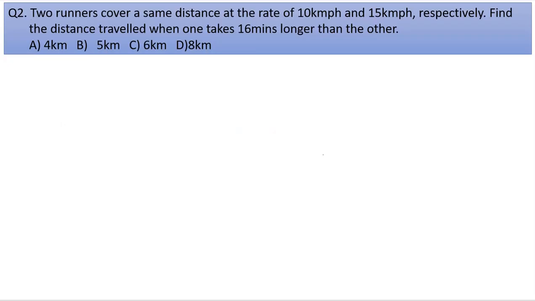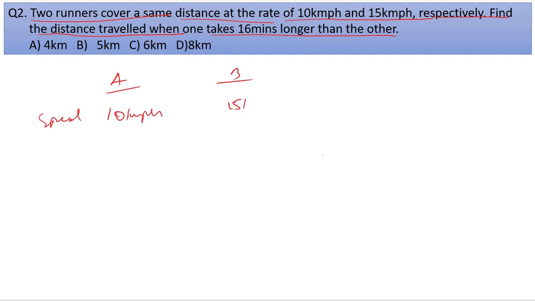The next question: two runners cover the same distance at the rate of 10 kilometer per hour and 15 kilometer per hour respectively. Find the distance traveled when one takes 16 minutes longer than the other. Here we have two runners A and B with speeds of 10 kilometer per hour and 15 kilometer per hour. Dividing by 5, the speed ratio is 2 is to 3. Now that we have the speed ratio, we can find the time ratio. The time ratio is reciprocal to the speed ratio.